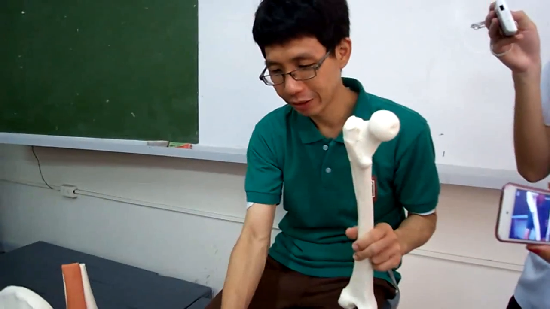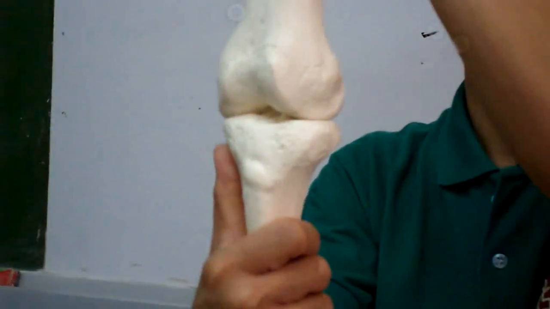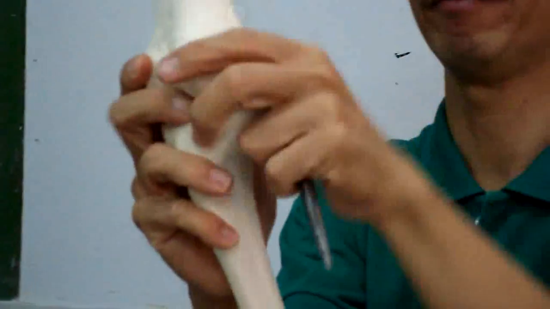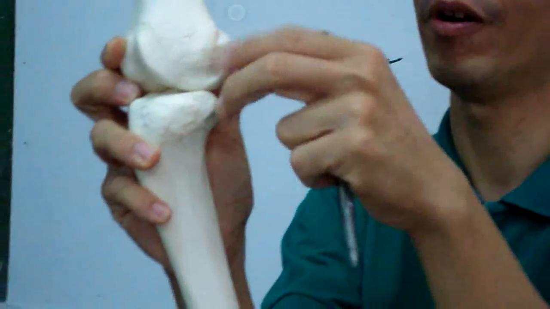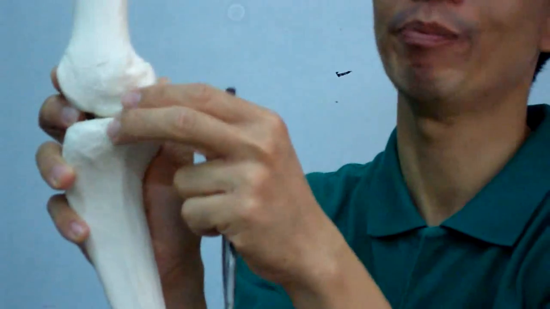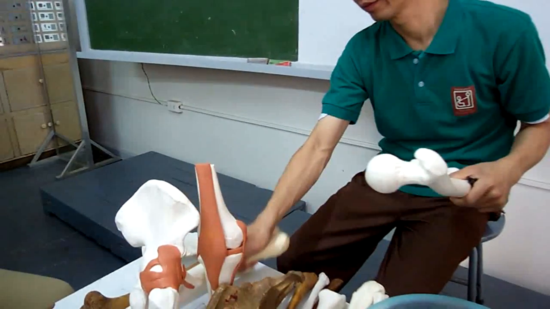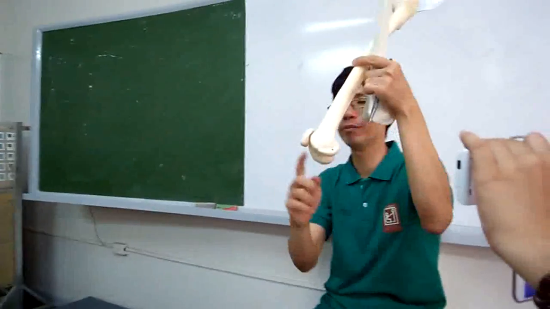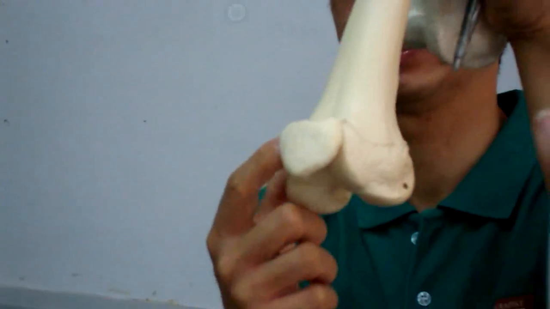And within the femur and the tibia, that joint is your tibiofemoral joint. Tibiofemoral joint. Between the femur and the patella, you have the patellofemoral joint.